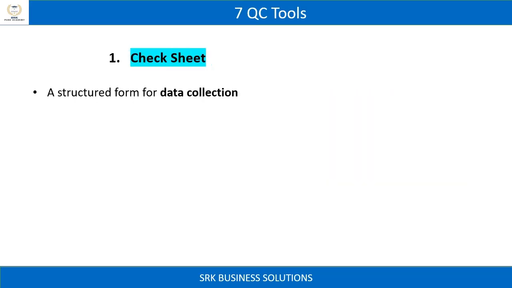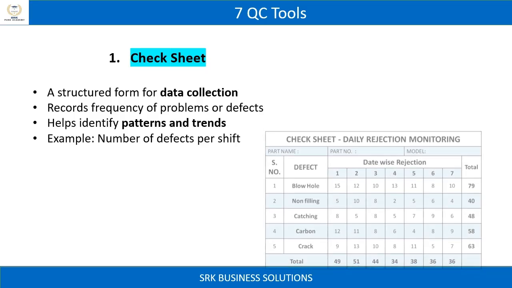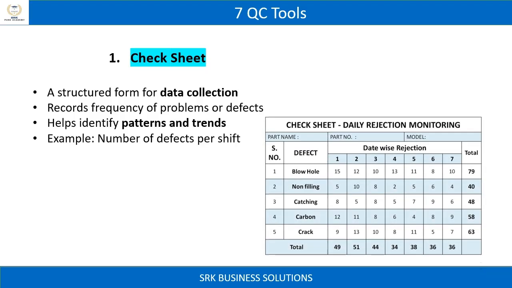The first QC tool, check sheet, is a simple but powerful tool used for data collection. It is designed to record the frequency of events or problems as they occur. For example, a check sheet can be used to count the number of defects observed in each production shift. Once data is collected, it becomes easier to spot patterns and identify recurring issues. This is often the first step in any quality improvement initiative.